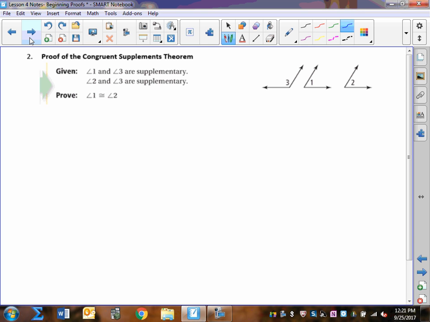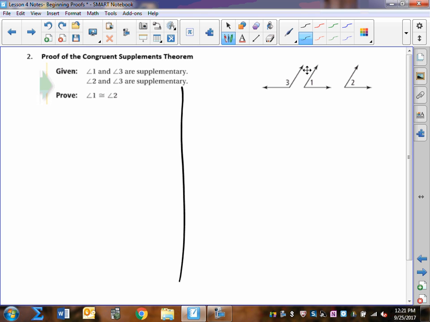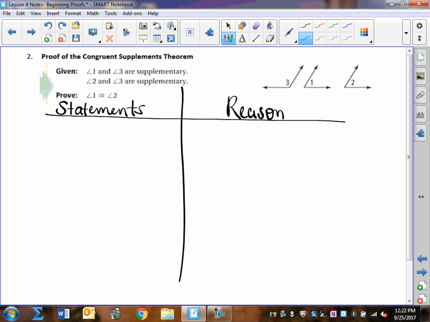So now we're going to prove the congruent supplements theorem. A theorem that everyone forgets about, but is actually very helpful. So let's go ahead and set up our 2 columns: statements and reasons. Again, let's fill in that given statement. Angle 1 and angle 3 are supplementary. Likewise, angle 2 and angle 3 are supplementary.